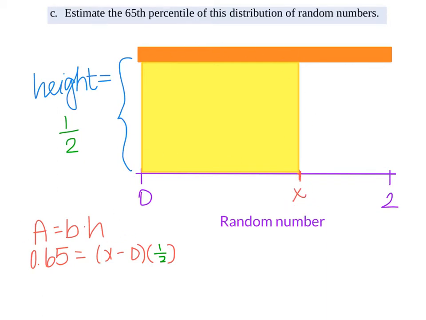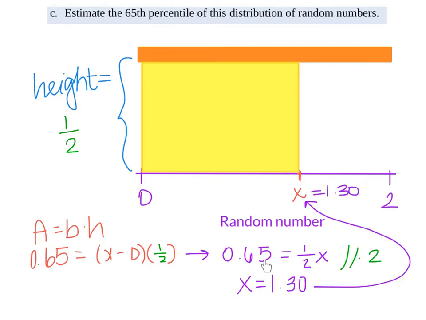Using the area equals base times height equation, we've got our area, which is 0.65, and that's going to be equal to the base, which is x minus 0, so that just turns into x, times its height. So let's figure out what that is. Our equation becomes 0.65 equals 1/2 x. These 2 little slashy lines mean do it to both sides, so we're going to multiply both sides by 2, and that means that our x value, this number where 65% of the numbers fall below it, is 1.30. Woo!